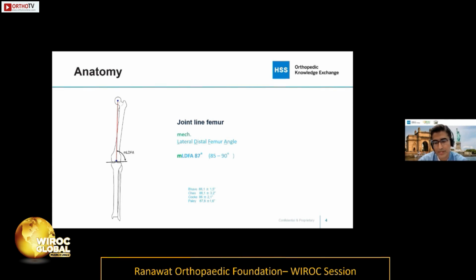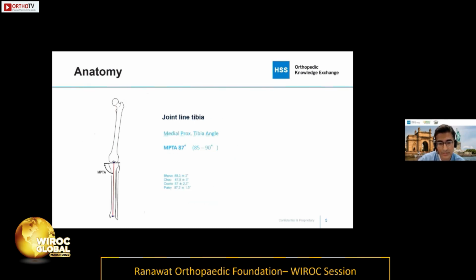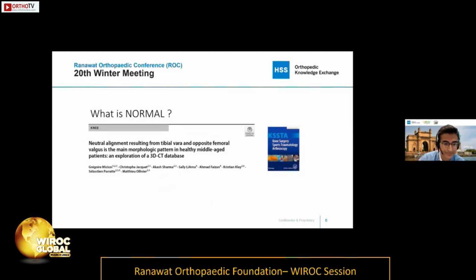So we talked about anatomy. What are the targets? If you look at the lateral distal femoral angle, the normal mLDFA, according to what you read, on average is 87 degrees. And that's the lateral distal femoral angle as shown in this diagram here. And with respect to the tibia, the medial proximal tibial angle is 87 degrees.